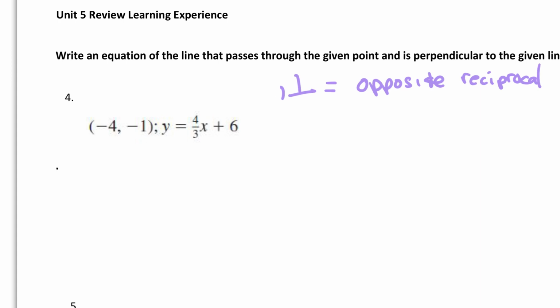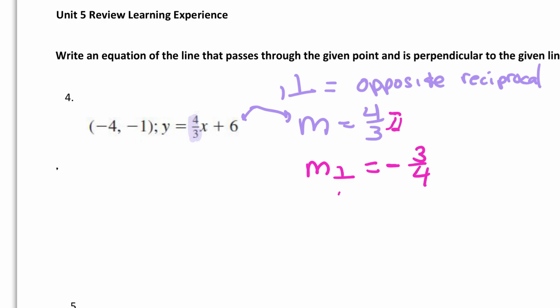Okay, so what is the slope of the line they gave us? The slope m of this line is 4 over 3. So the slope of the line that's perpendicular to it has to be, we change the sign, that's positive, so it's going to be negative, and we're going to flip it upside down, and we get 3 over 4. Now we have a slope, and we have a point that they're giving it to. So now we're going to put it into our generic y is equal to -3 over 4 x plus b, and now we need to solve for our b.